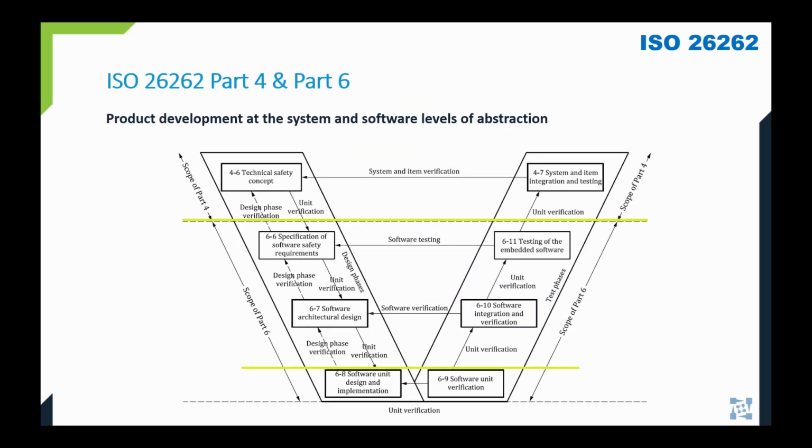This is a graphical V diagram from the standard showing parts 4 and 6, but notice the horizontal lines across the V that separate the different phases of development and verification. You can clearly see that you have different abstraction levels of testing. System testing at the top right of the V, integration testing in the middle right, and unit testing at the bottom right. The V development process is heavily used, but don't confuse it with a development methodology like the waterfall or an agile methodology. The V is a recommended process, it's not a development methodology.